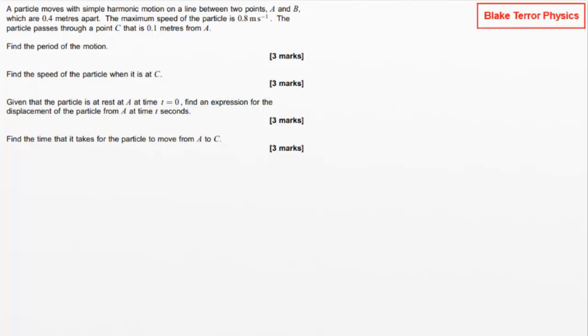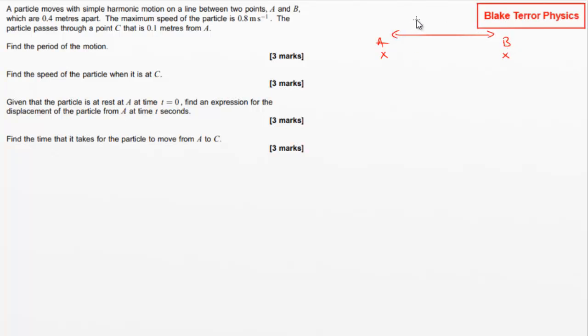Hello, here's a simple harmonic motion question. We've got a particle, I've got no diagram this time, so we're going to have to actually draw one. We've got a particle moving with SHM on a line between 2 points A and B. So A and B, these are 0.4 meters apart.